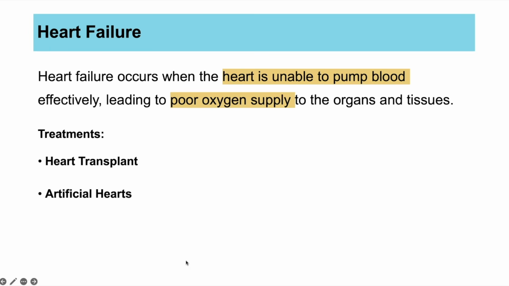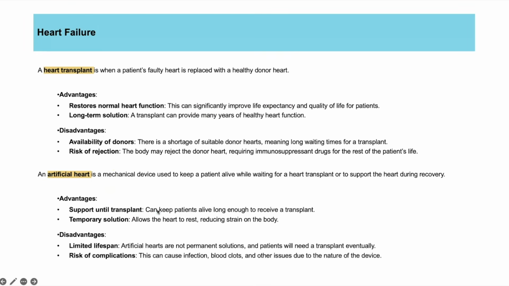Next then is heart failure, and this occurs when the heart is unable to pump blood effectively, leading to poor oxygen supply to the organs and tissues. So you would either need a heart transplant or an artificial heart. So in terms of heart transplants, you are reliant on there being a donor. The advantages are it is going to restore normal heart function and therefore significantly improve life expectancy and quality of life. It can be a long-term solution. Often it might last for 10 to 20 years and you might need to have another transplant though.